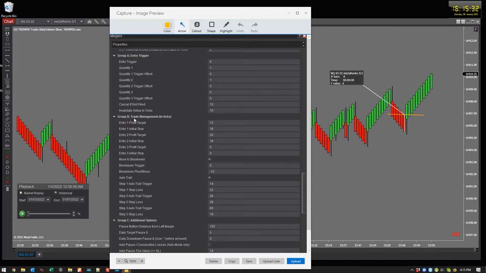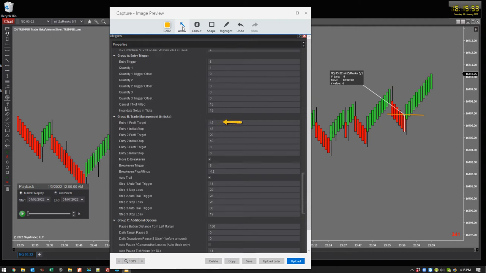So anyway, getting down here in group B, entry target for 1 is 12, but entry target for 2 is 20. Now, if I just put 2 in here as quantity, well, then they would both be using this. Oh, I didn't know I could do that. Oh, yeah, I guess I did.